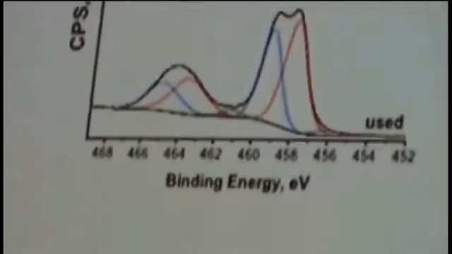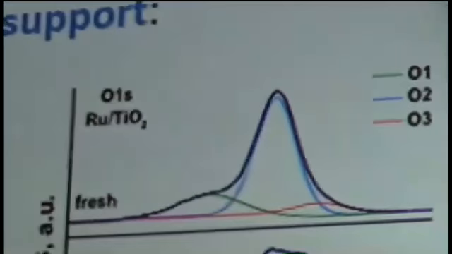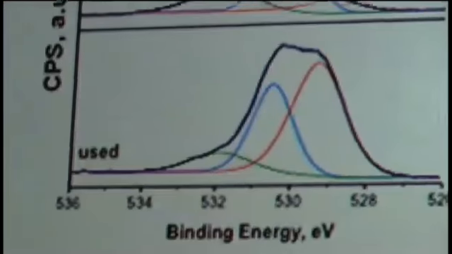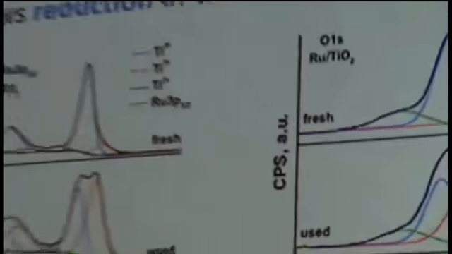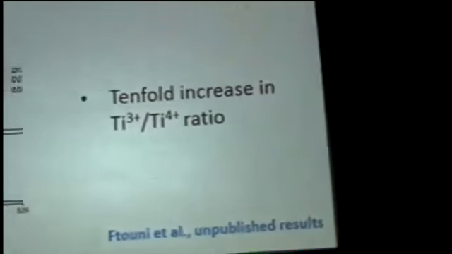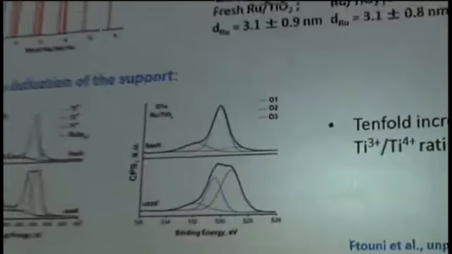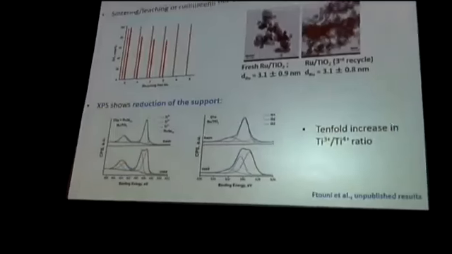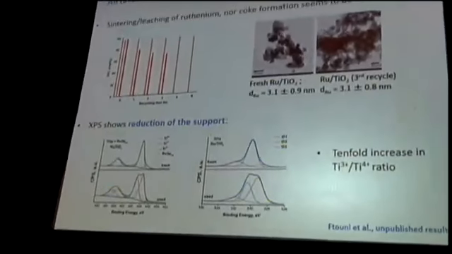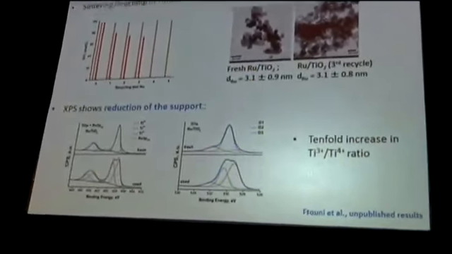So the top ones here are of the fresh catalyst, the bottom ones are of the spent catalyst after 3 runs, and what you see is that the titania really gets reduced. So we see a strong reduction of the titania 4 to titania 3, and actually the titania 3 to titania 4 ratio increases tenfold. And this was quite a surprise to us, and we see that this is quite systematic. So this increase is quite systematic with the extent of deactivation, so it must be correlated with that, but we don't really understand yet how this influences the catalysis.